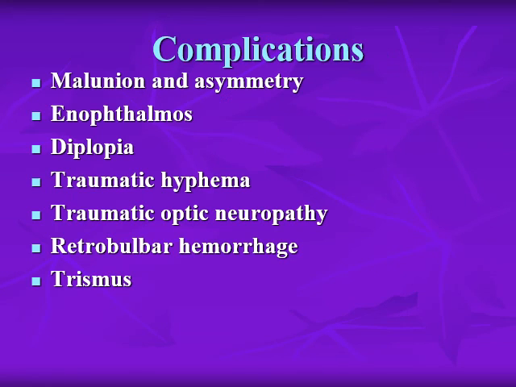Okay. So the complications from zygomatic fracture, we have malunion and asymmetry. We may have permanent endophthalmos or permanent diplopia. Okay, we have traumatic hyphema, we have traumatic optic neuropathy, we have retrobulbar hemorrhage, and we have trismus.